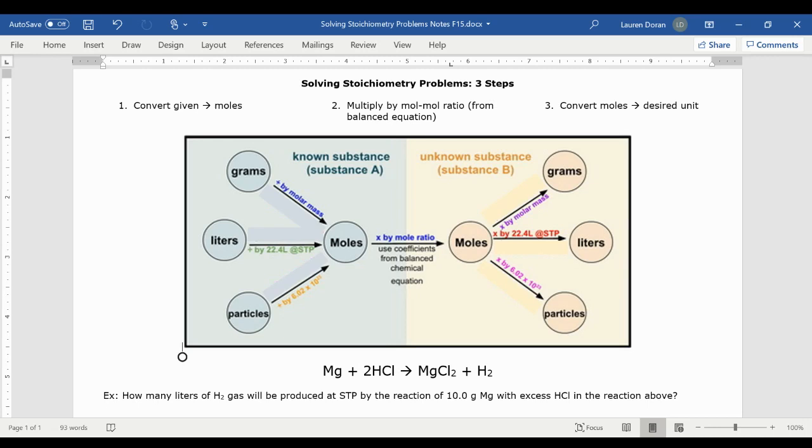So, stoichiometry is just using your balanced chemical reaction to look at the ratios of the different substances. We can use those ratios to ultimately predict how much product we're going to make or how much of our other reactant we will need.